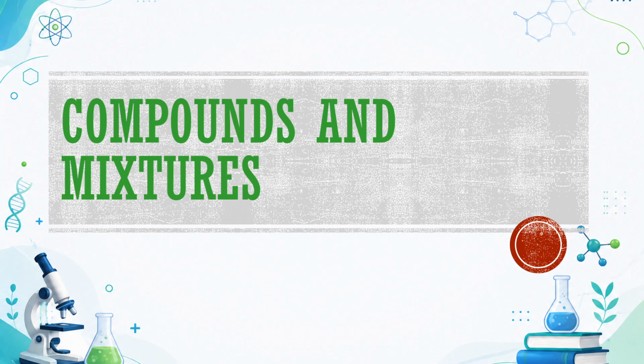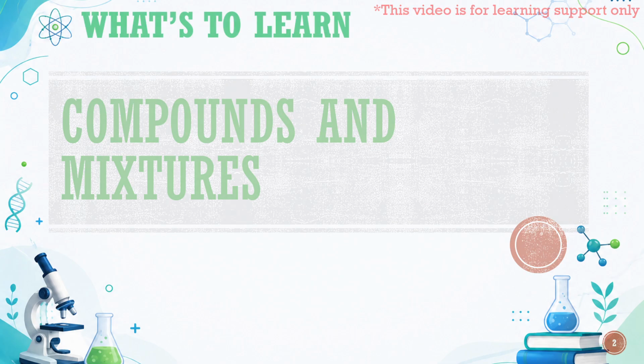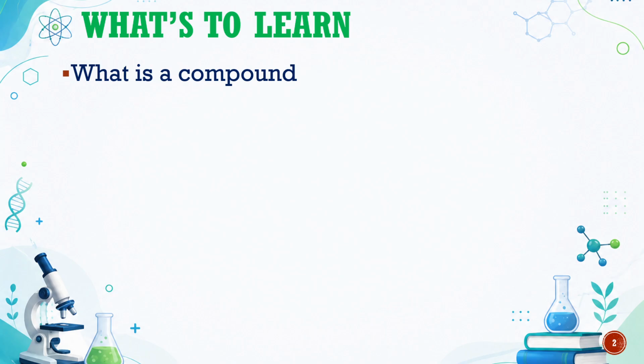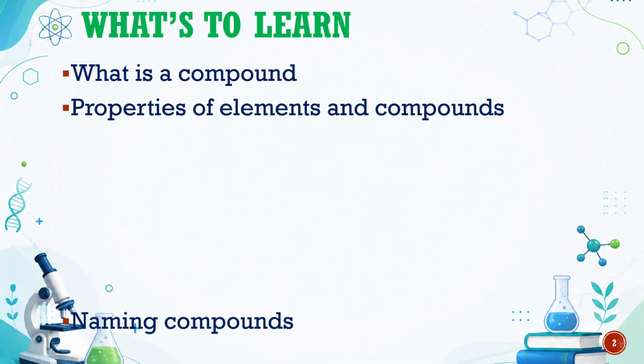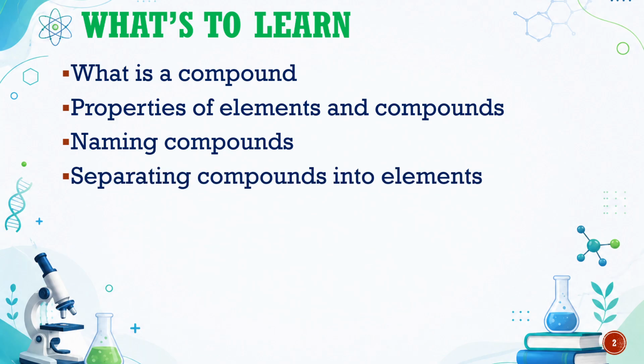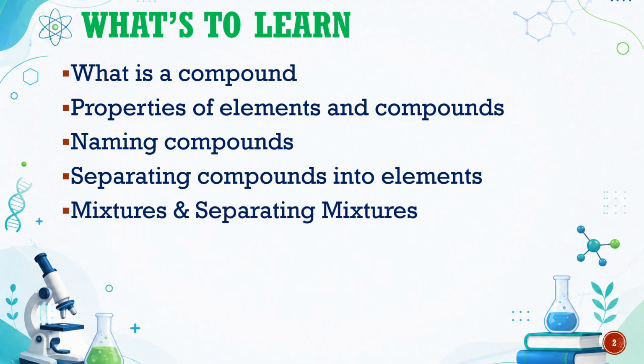We'll talk about the naming conventions and creating the chemical names of the compounds. As we talk about chemical bonding to form a compound and mixing elements to form a mixture, we will even talk about the separation methods for compounds and mixtures. So what we are going to focus on today is what a compound is and its properties. We'll talk about naming compounds and then separation methods for compounds into their original elements. We'll talk about mixtures and then separation methods for mixtures as well.